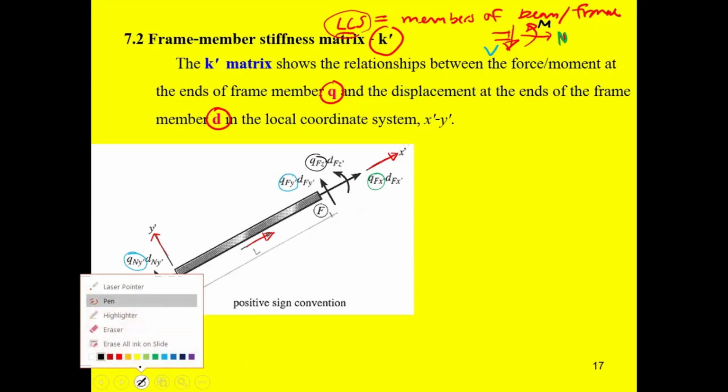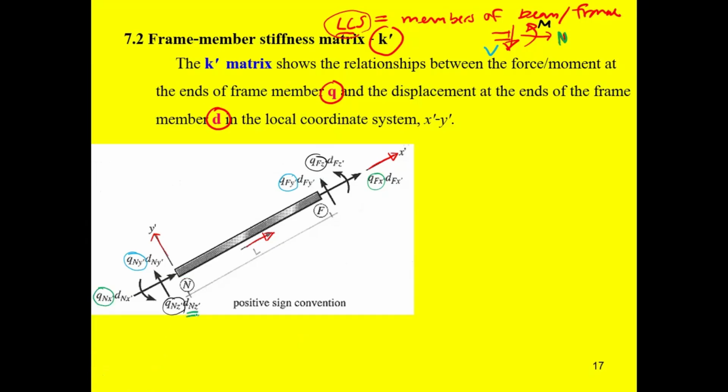Related to each other, this one is going to be the axial deformation at the near end, and this one is going to be the axial deformation at the far end. This is going to be the differential deformation, and this one also is the differential deformation, and this one is going to be the slope, and this one is also going to be the slope.